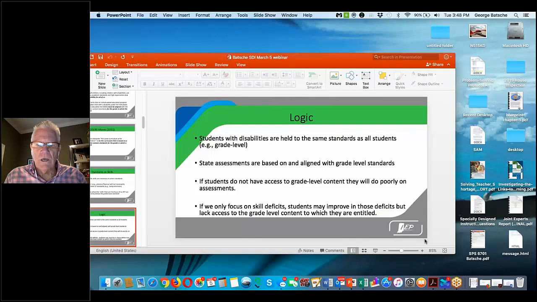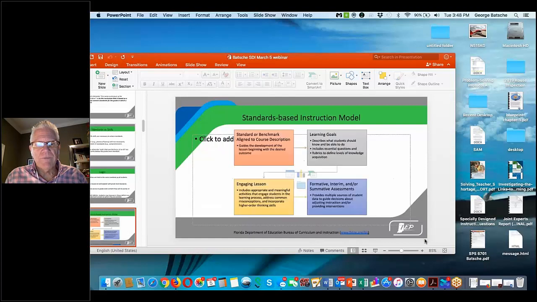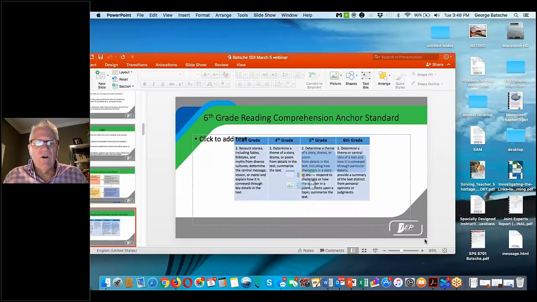There is no question. But my wondering is if we can start this a little bit at a time and at least begin to make progress in that direction. We all know what the standards aligned instruction model looks like: we have standards, we develop learning goals, and from those learning goals we create engaging lessons, which is what we're going to concentrate on today, and then we have some type of assessment to determine the degree to which the student is growing as a function of those lessons.